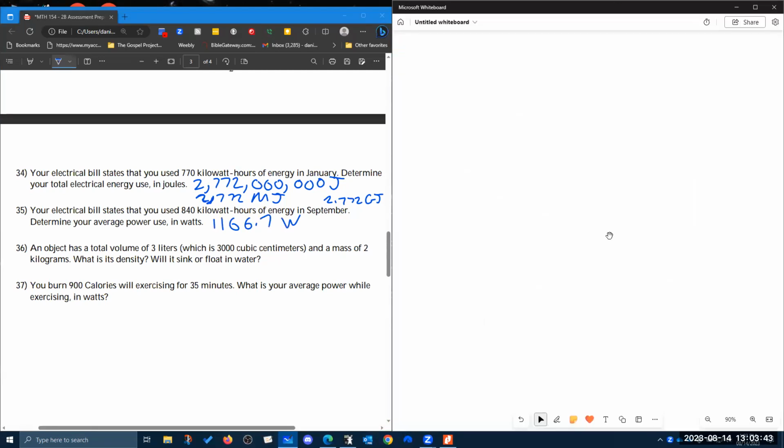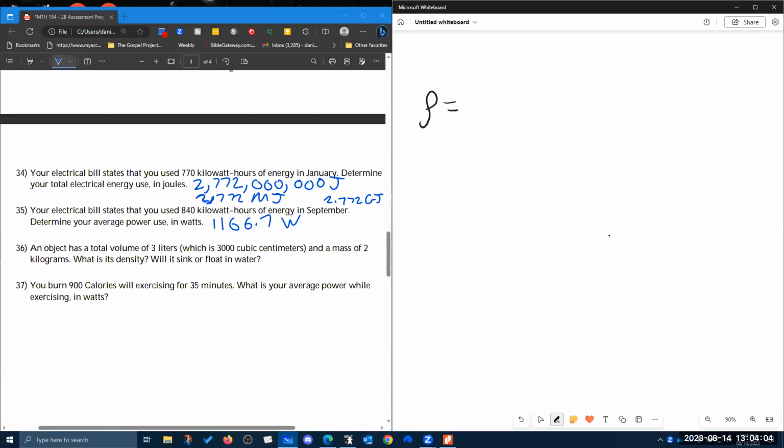Let's clear our canvas. Do just a couple more problems. An object has a total volume of 3 liters, which is 3,000 cubic centimeters, and a mass of 2 kilograms. Find its density, and then decide whether it will sink or float in water.